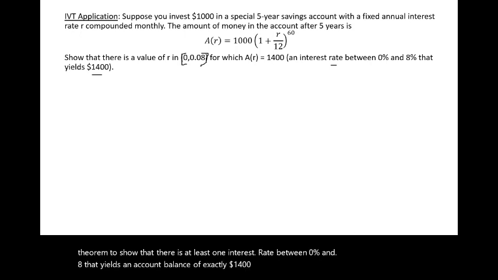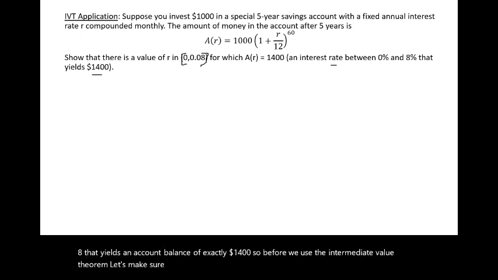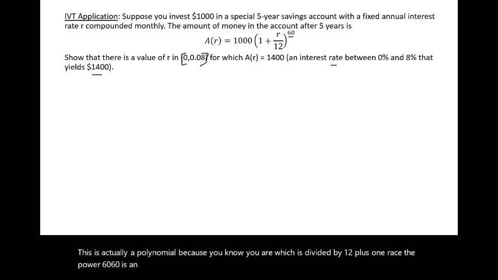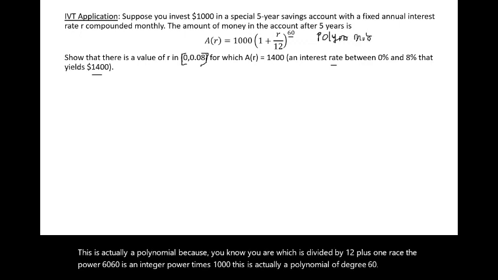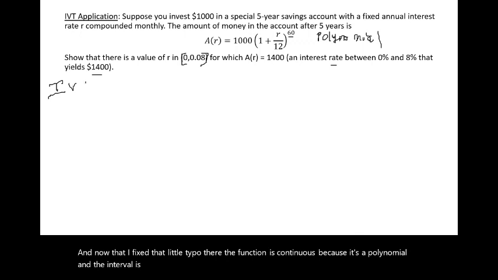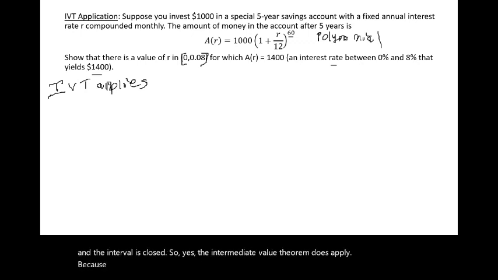So before we use the intermediate value theorem, let's make sure that we can actually use it. So let's just make sure that it applies. First of all, is this function continuous? This is actually a polynomial because you have R divided by 12 plus 1 raised to the power 60, and 60 is an integer power, times 1,000. This is actually a polynomial of degree 60. And now that I fixed that little typo there, the function is continuous because it's a polynomial and the interval is closed. So yes, the intermediate value theorem does apply. Because it applies, we can use it.